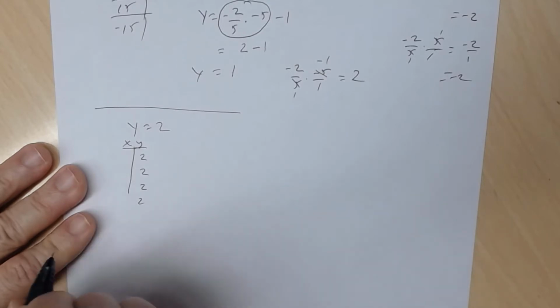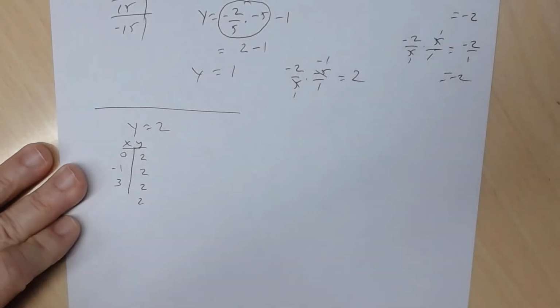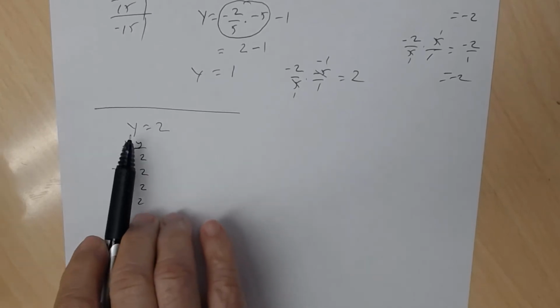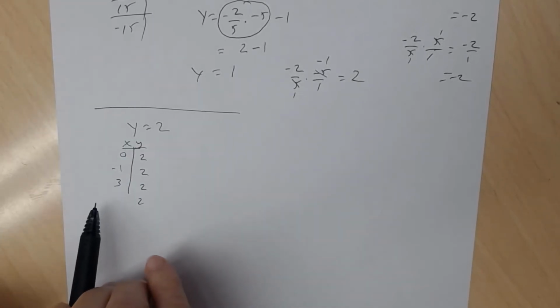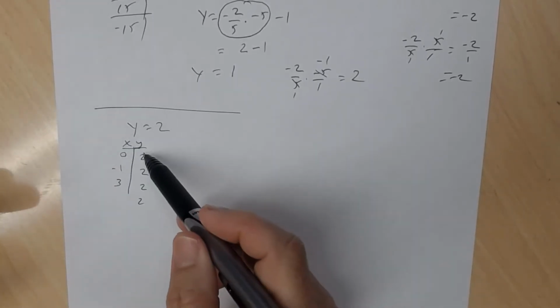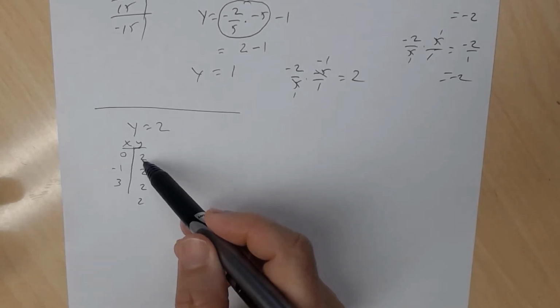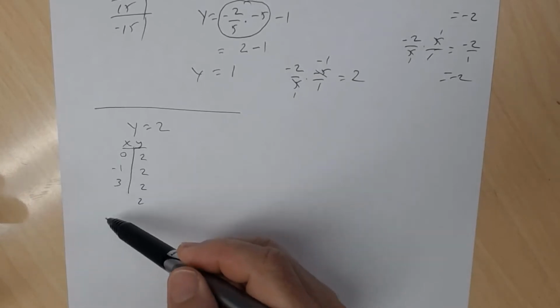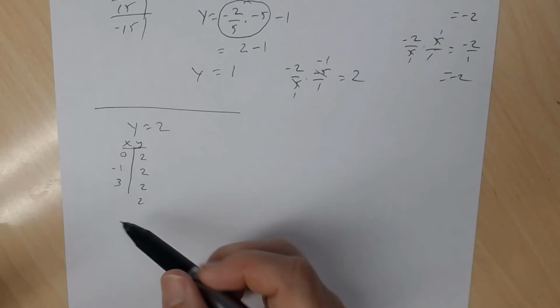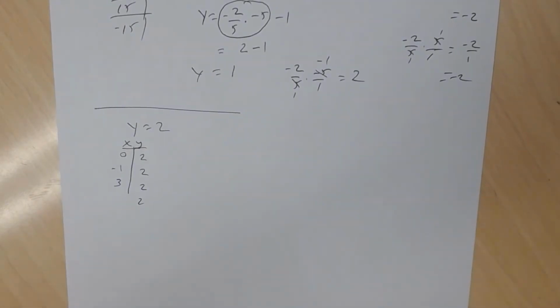And no matter what x is, so if x is 0, y is 2. If x is -1, y is 2. If x is 3, y is 2, and so on. So when you have just one variable, that's the approach you want to take. So y is 2. That means my y column is all going to be 2 no matter what x is. And I want you to notice what kind of graph you get. That's going to be important. You probably remember this from last semester.